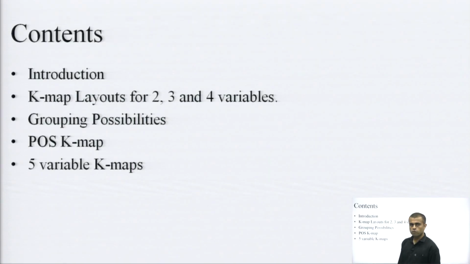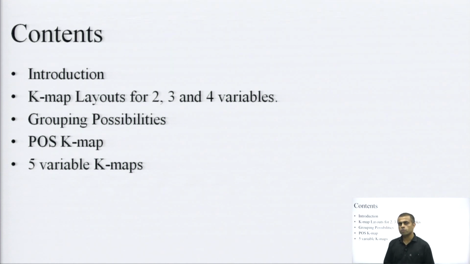First, the introduction of Carnot map, which is also known by the name K map in short form. Then the K map layout for 2 variable, 3 variable and 4 variables, and then grouping possibilities, how we can group the ones present in that K map, and then POS K map.